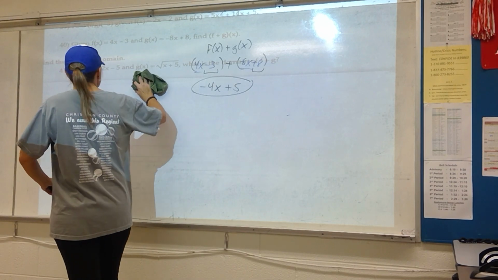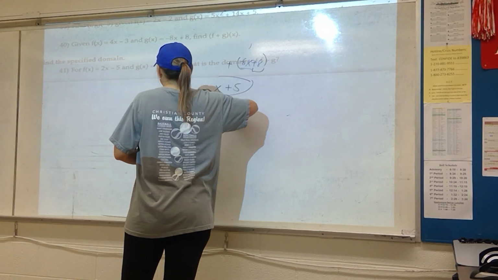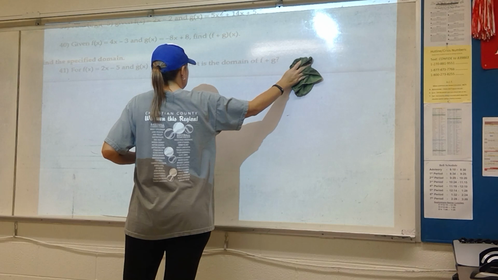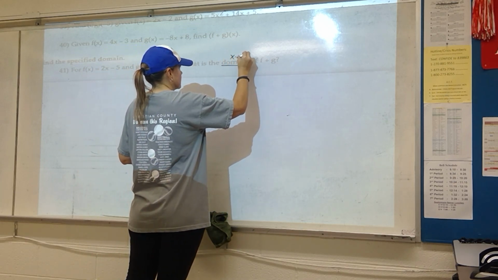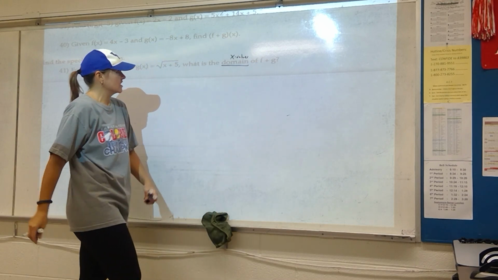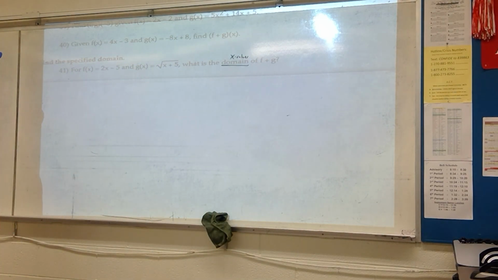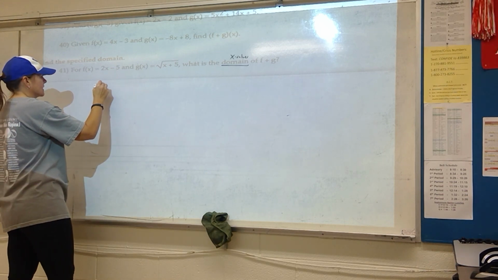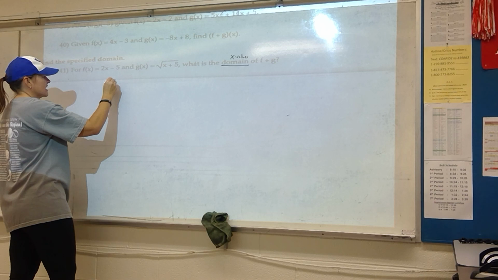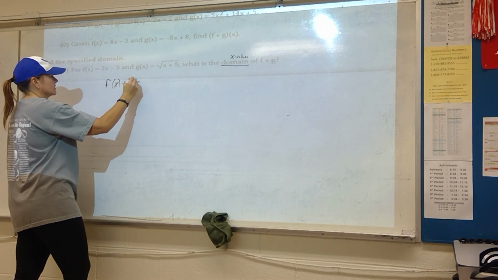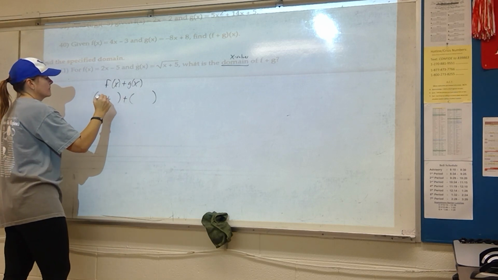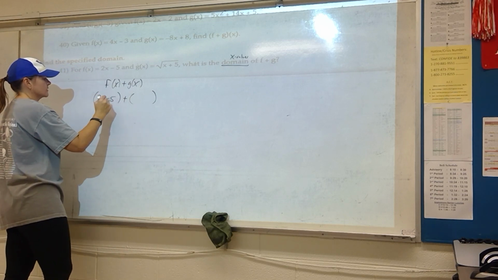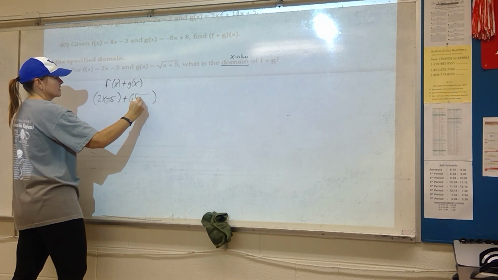You're given, it says for f of x equals blah, g of x equals blah. What is the domain? Domain are x values. What is the domain of f plus g? So you're supposed to add them together and talk about domain. So that means f of x plus g of x. Oops, 2x minus 5 is f of x. Square root of x plus 5 is that.